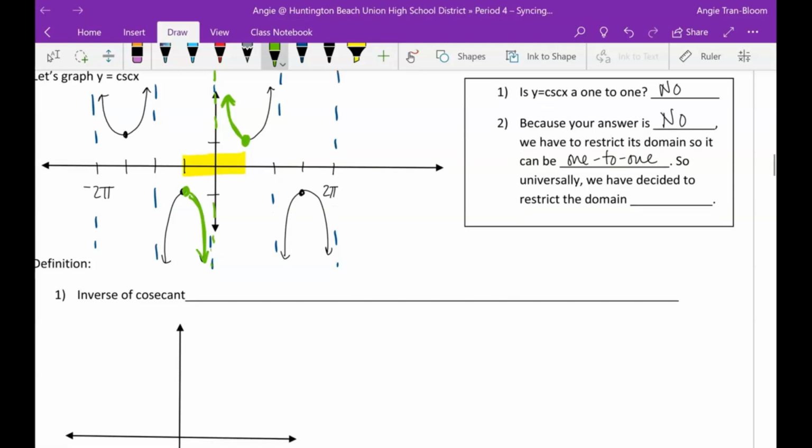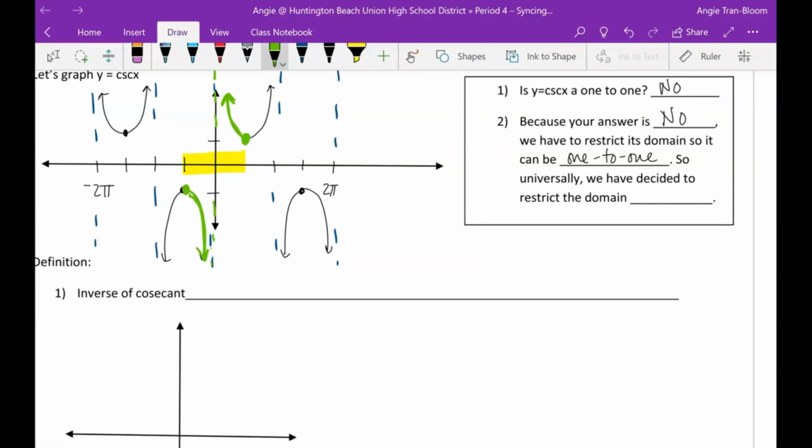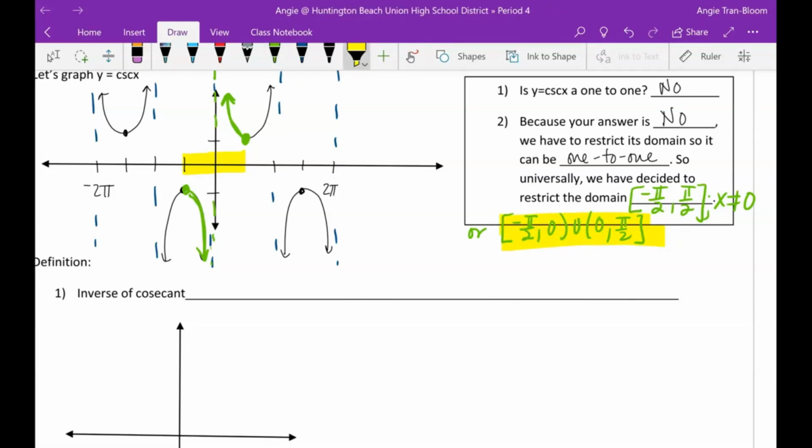So to restrict its domain, we can write this multiple ways. We can say, well, inclusive from negative pi over 2 to pi over 2, but definitely never ever be 0, right? Or we can write it in interval notation because that's a little bit better. It's going to be from negative pi over 2, take a break at 0, union that with 0 to pi over 2 inclusive at the end. I like this way better because it looks like it's more connected, okay?